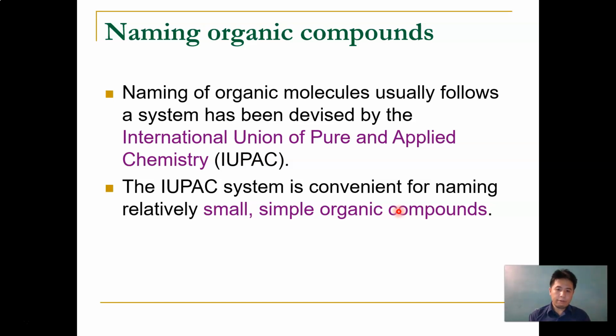The IUPAC system is very often used for small and relatively simple organic compounds, because the emphasis of this naming system is to give exact names. Which means that even if you cannot see the molecule, you can get a very exact idea of its structure even if you don't see the drawing. So IUPAC is designed for very precise naming, but it's definitely not convenient.